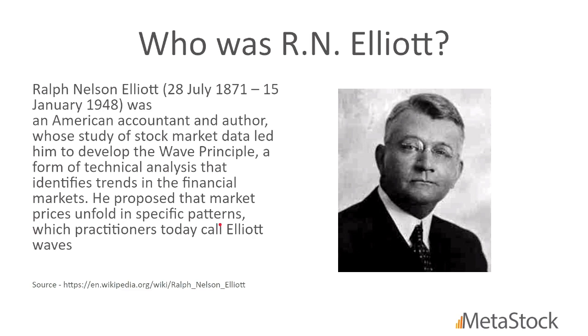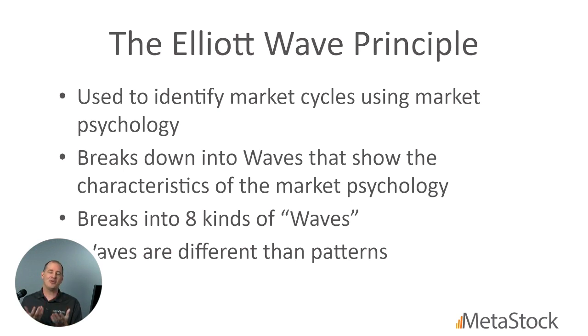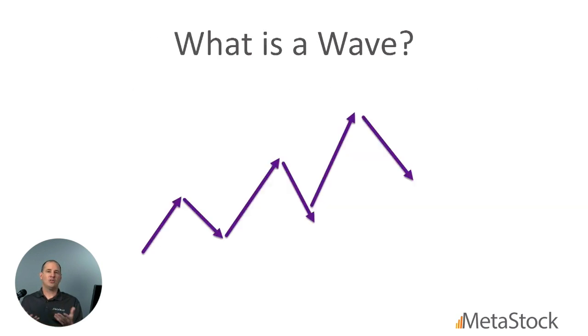They're not double tops, triple tops, head and shoulders, those types of patterns. What we're actually talking about are wave patterns, and I'm going to show you what that looks like. So again, he uses it to identify market cycles using psychology, and we're going to talk about 8 different kinds of waves. Now, there's a lot to Elliott Waves, and I don't want you thinking we're going to go into every aspect of Elliott Waves. I'm going to give you a high-level overview. And then we've got some great manuals that go behind the Elliott Waves to help you out with it as you go.